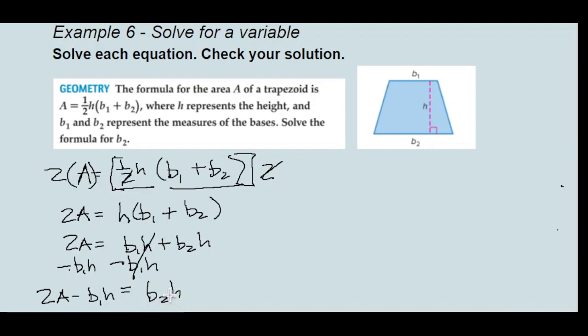And then your last step is, how would you isolate that second base? Well, you would divide the whole thing by h, right? And that gets rid of this. And then you have a height here. And then your final answer is your second base. I'm turning it around because you can do that with the symmetric property. So we're going to go 2a minus base 1 times the height, all over your height. And you're finished. And you're using the same principles and ideas that you've always used.